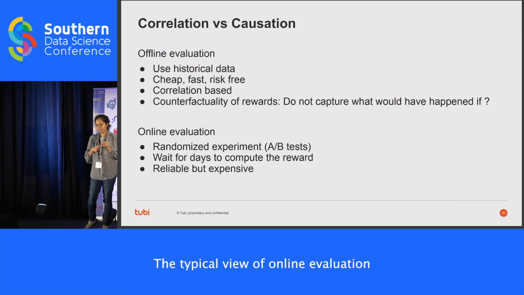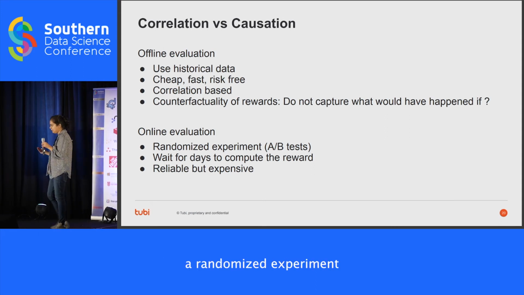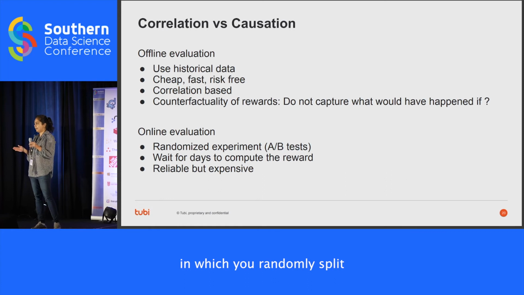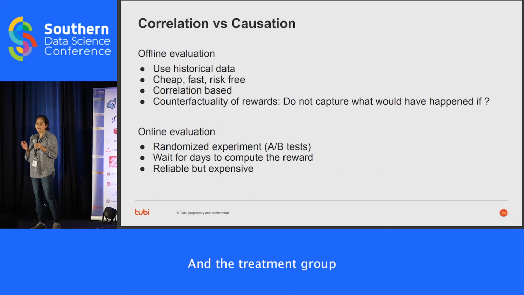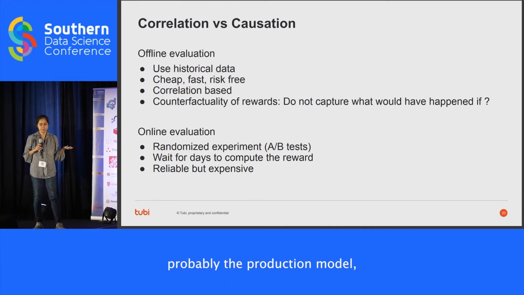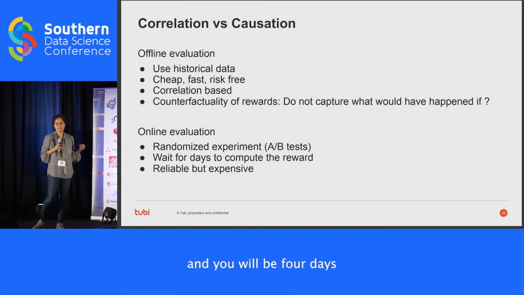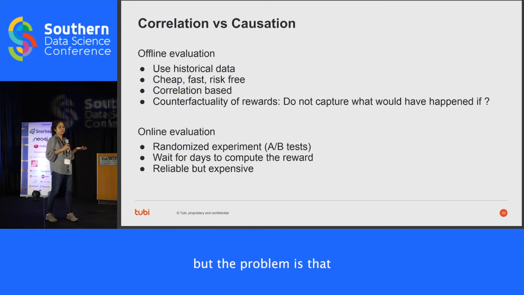The typical way of online evaluation is that you create a randomized experiment in which you randomly split your population into two groups, treatment and control. The treatment group gets your new model, and the control group gets probably the production model. And you wait for days before you compute the reward. So this is definitely a reliable method, but the problem is that it's also very expensive.